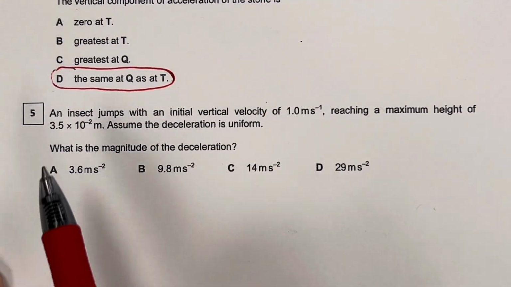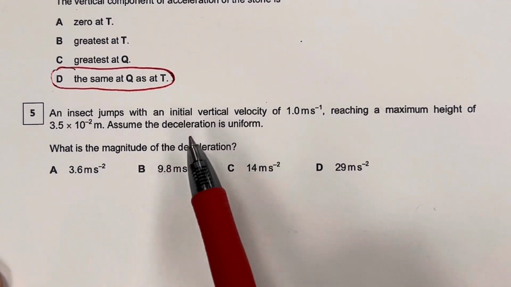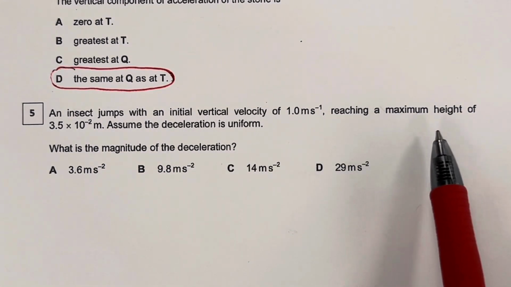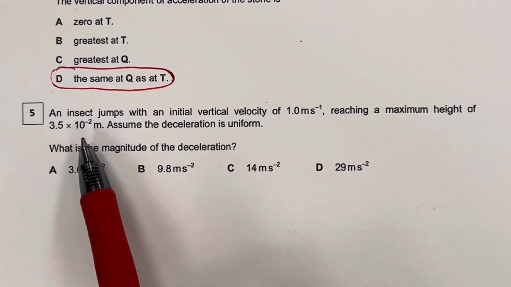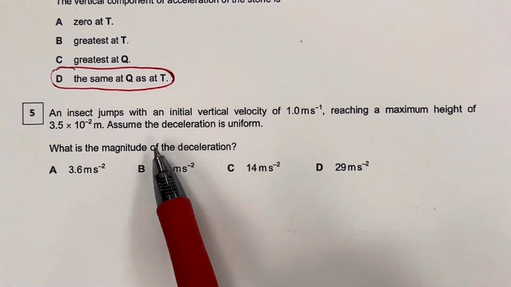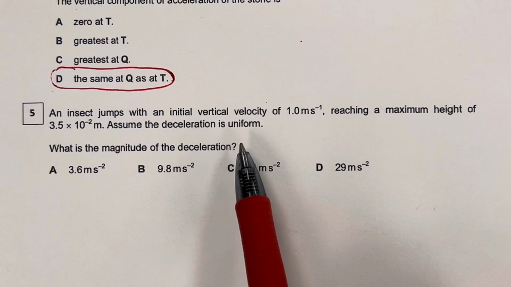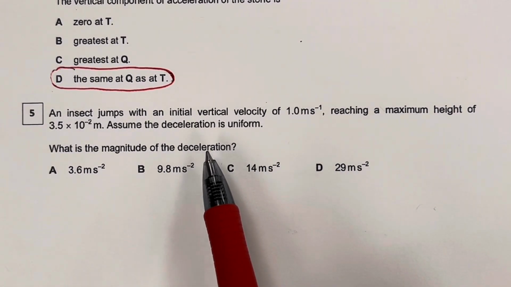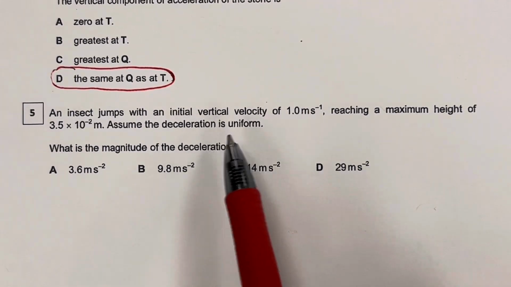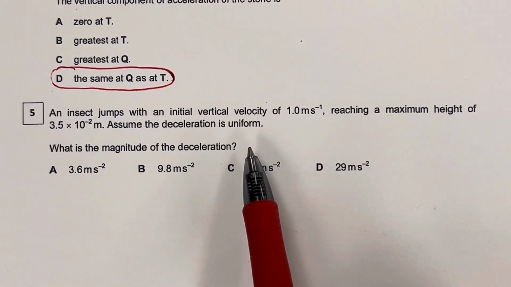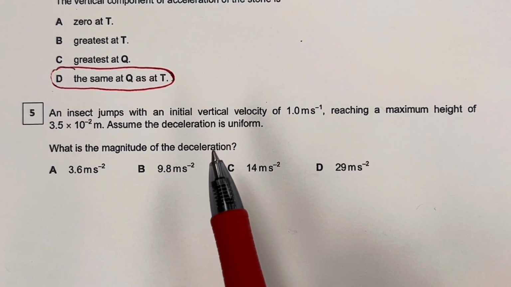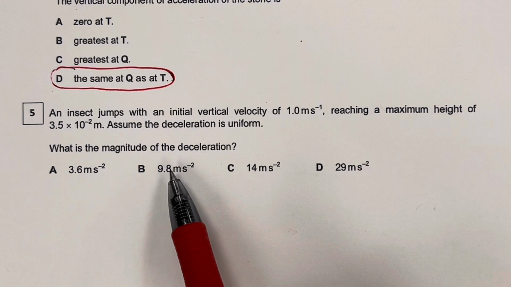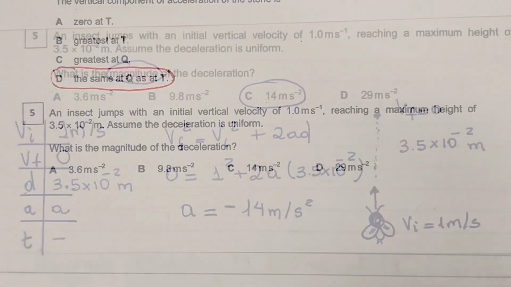Last question from this page. An insect jumps with an initial velocity of 1 meter per second, reaching a maximum height of 3.5 times 10 to the minus 2 meter. Assume the deceleration is uniform, which means there is no change, the deceleration is constant. That's what I mean. Uniform means constant. Whatever is happening at the same ratio, same rate. What is the magnitude of the deceleration?